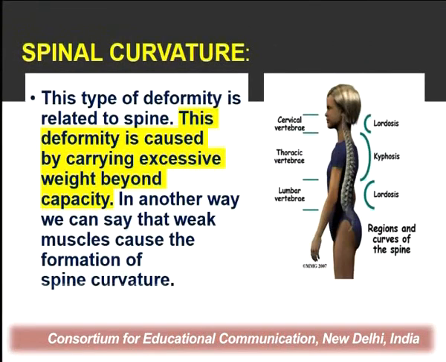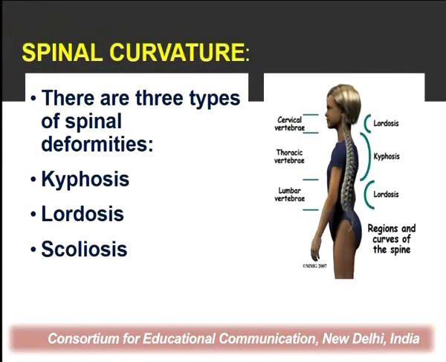In spinal curvature deformities, we have 3 types of deformities: lordosis, kyphosis and scoliosis. This type of deformity is related to the spine. This deformity is caused by carrying excessive weight beyond the capacity. In other words, we can say that weak muscles cause the deformation of the spine curvature. So spinal curvature has 3 types of deformity, which I have just told you: kyphosis, lordosis and scoliosis.